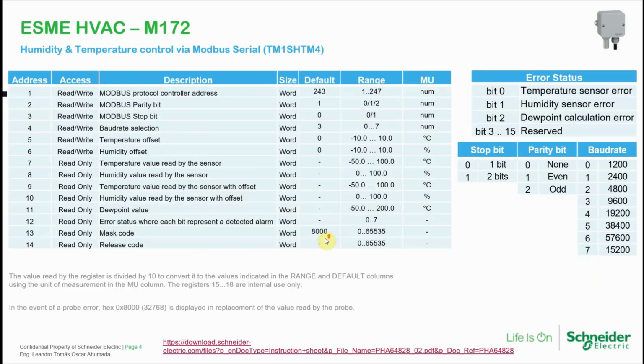Just to double check, if we go back, these are the possibilities for the stop bit: 0 belongs to 1 bit, 1 belongs to 2 bits. For the parity we have none, even, and odd. And this is the baud rate available for this device.